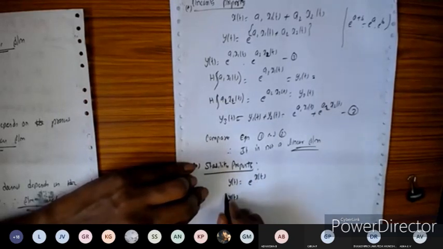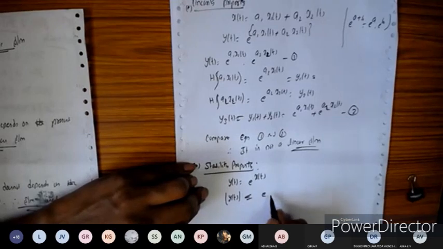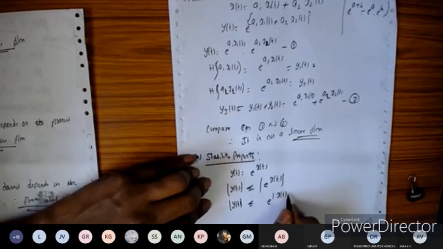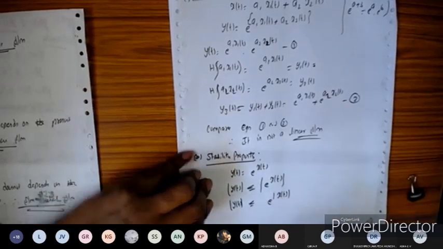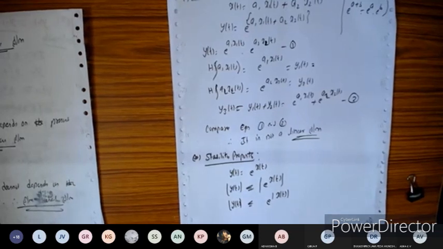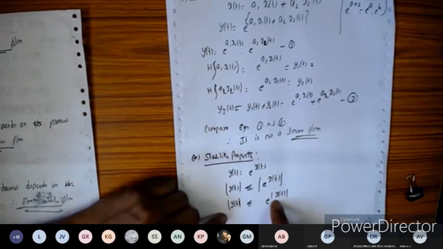Let us consider the magnitude. Magnitude of y of t is the magnitude of e to the power of x of t. So let us split the magnitude for the individual terms: e to the power of the magnitude of x of t. Since we are considering the magnitude of x of t, if x of t is a finite value, then e to the power of x of t will also be a finite value.